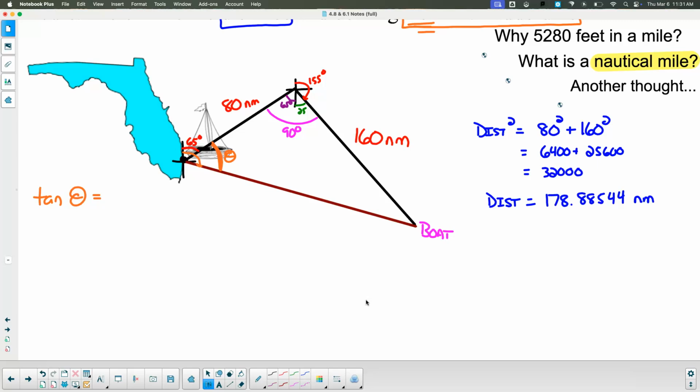So what do we got? Tangent of theta is 160 over 80, which is 2. So that means that theta then is going to be the inverse tangent of 2. What is the inverse tangent of 2? 63.4.